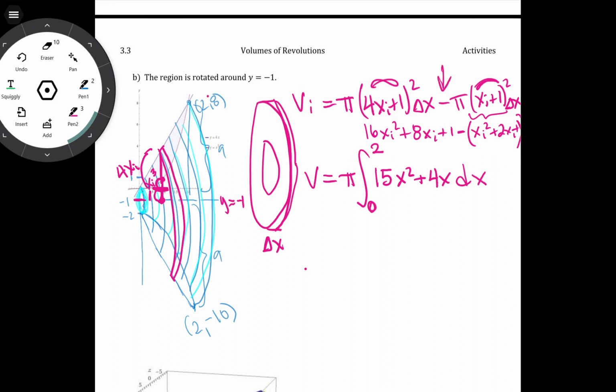The inner washer never, what do I want to say here? And the inner washer exists all the way from the beginning to the end. The skinniest the inner washer, or the inner cylinder, ever is is radius 1, and it just gets bigger from there.